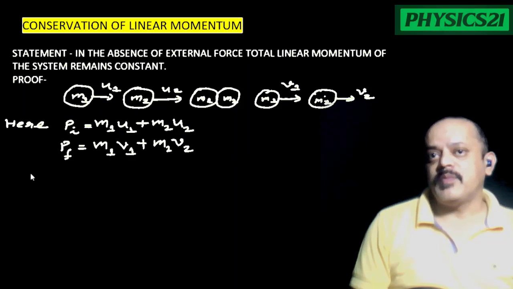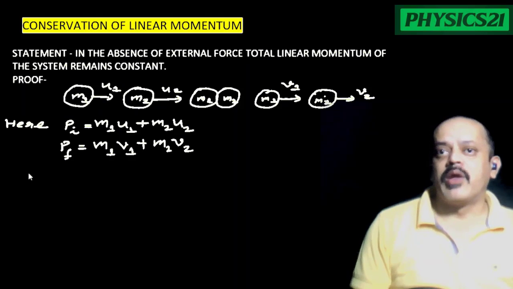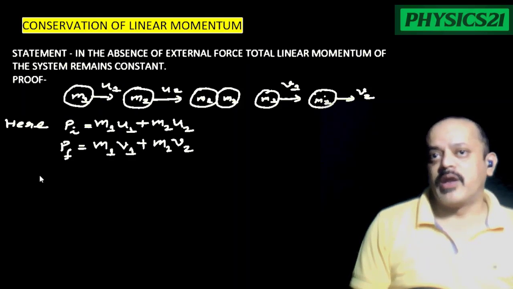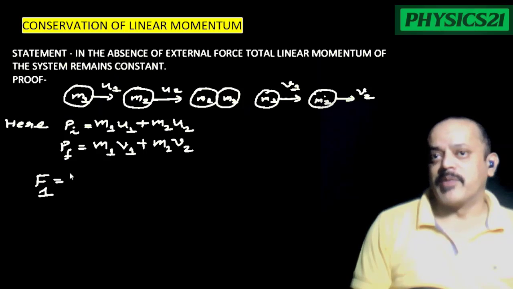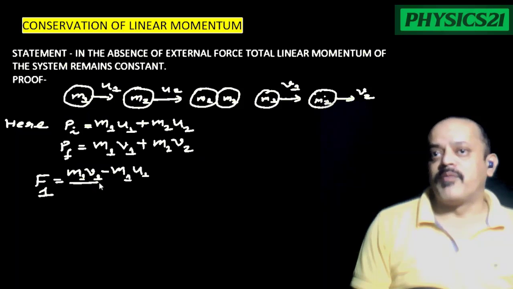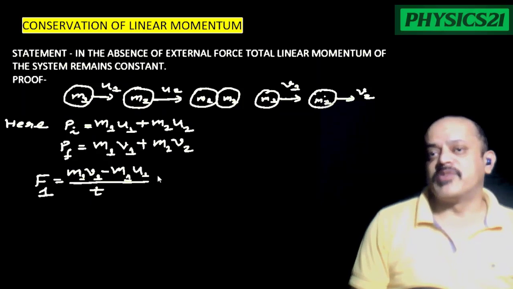For that, let the force applied on the first body due to the interaction be F1. So according to Newton's second law of motion, it is given by the change in the linear momentum of the first body, written as m1 v1 minus m1 u1. If the time for the interaction between them is t, then it will be divided by t, because the rate of change of linear momentum will represent the applied force.